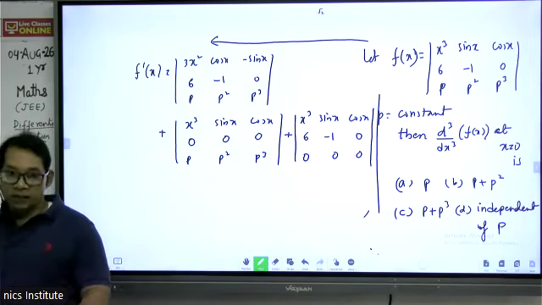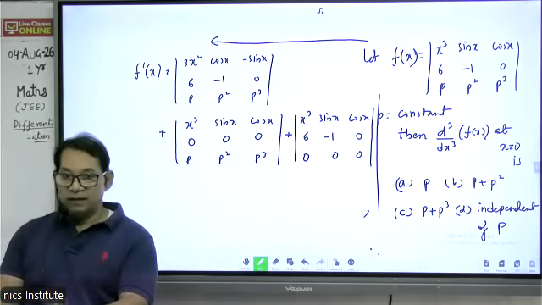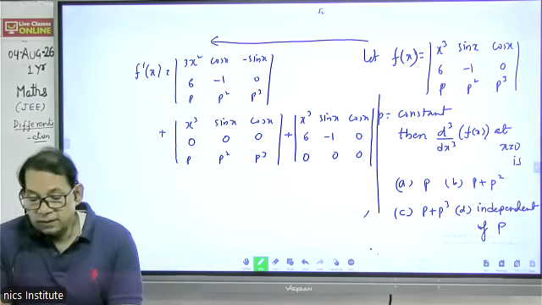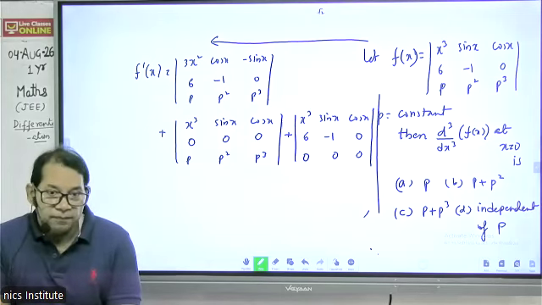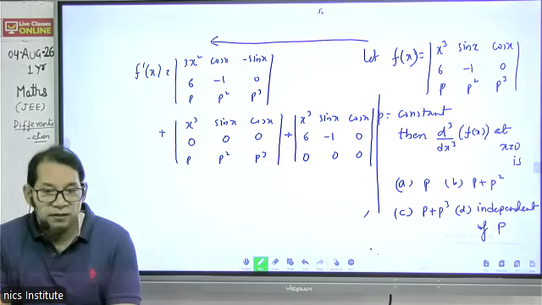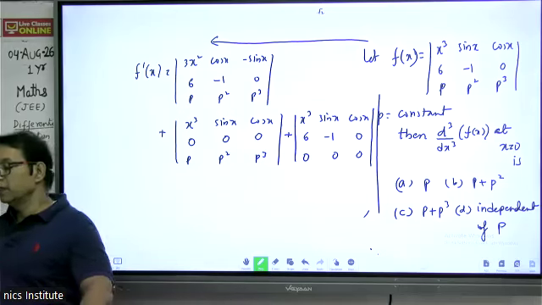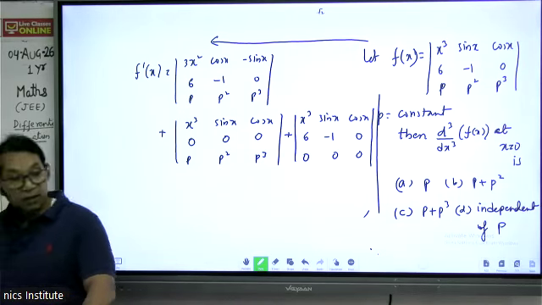So when you differentiate a determinant, there's no point expanding and differentiating. Differentiate row-wise or column-wise. Differentiate the first row, keep the other two the same, plus sign. Differentiate the second row, keep the other two rows the same. Plus sign, differentiate the third row, keep the other two the same.